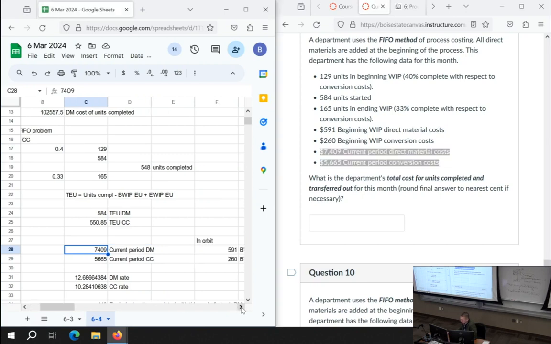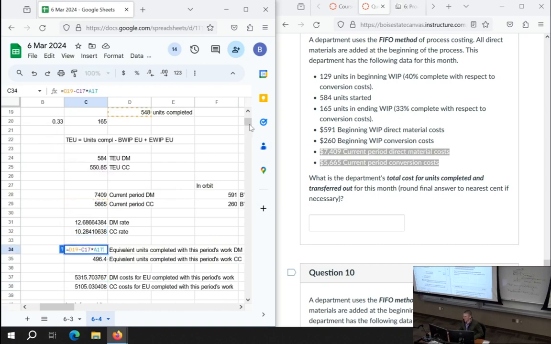I did something a little goofy over here. Just so I'd remember, I'm also going to copy over our beginning WIP numbers right here, so I remember them later, keeping track of them, and I'm setting them aside. And then calculating the rate, just the numerator over the denominator, we get our DM rate. Same thing for conversion costs: our numerator of current period conversion costs over the denominator of total equivalent units with respect to conversion costs.